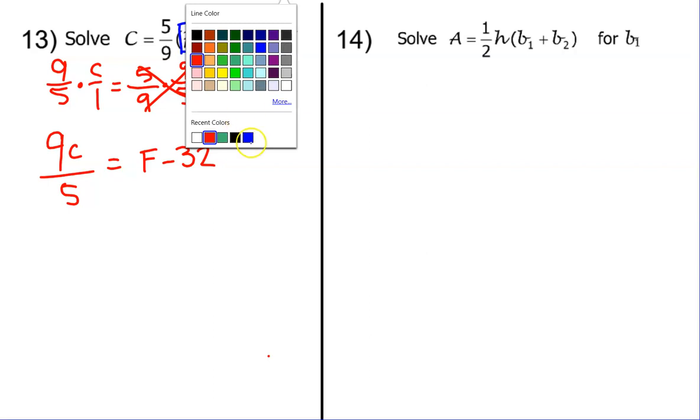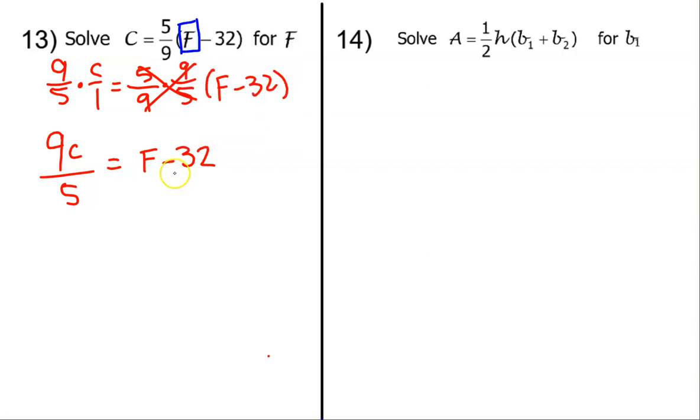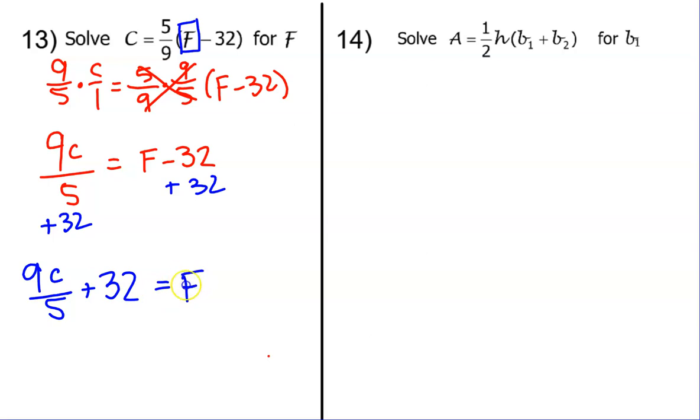Now, finally, I can move that 32. I'm going to do it by adding it to both sides. Okay. I don't like how I wrote that. It looks like I'm doing it to the 5. I'm not. I'm doing it to all of it. So it's the whole fraction, 9C over 5 plus 32 is equal to F.